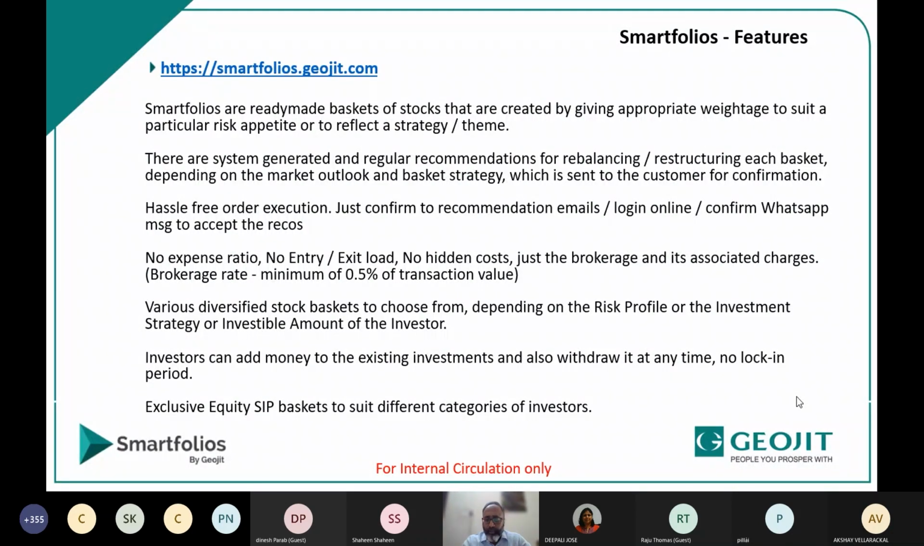Now, you can also top up. So you can start off with the bare minimum investment value. You can keep topping up your investments also as and when you're comfortable or as and when you have the surplus funds to invest. So there is no restriction as such when it comes to Smartfolios. You can start it off at any time. You can end it at any time. And you can keep topping it up also at any point of time.